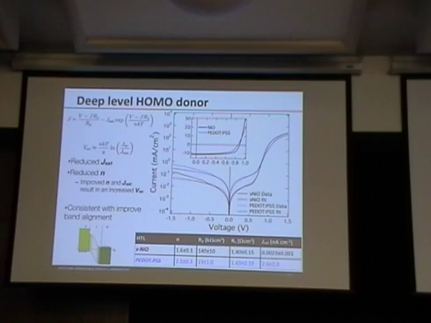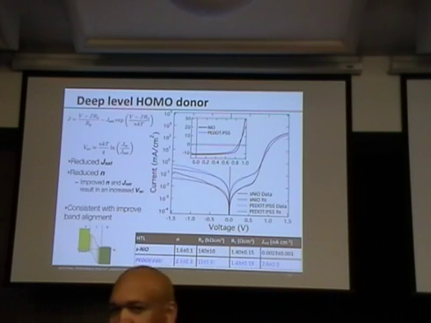Okay, so now I'm going to look at the dark JV characteristics. And this is what we see.